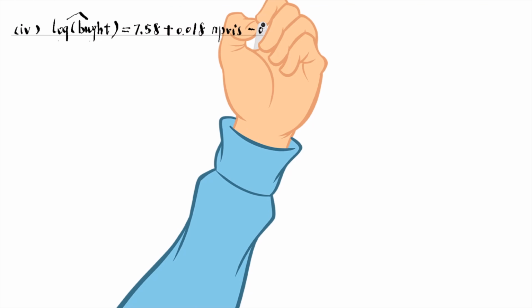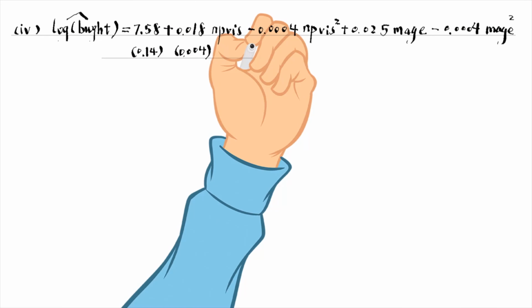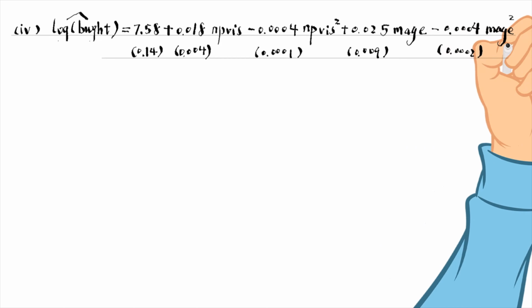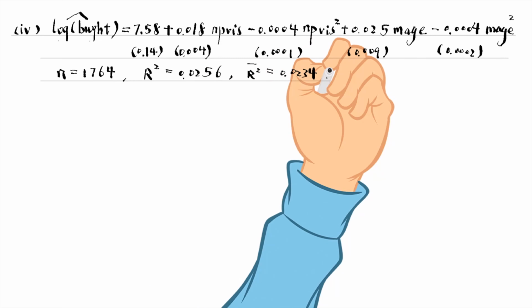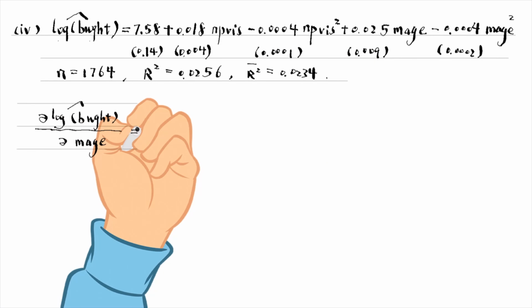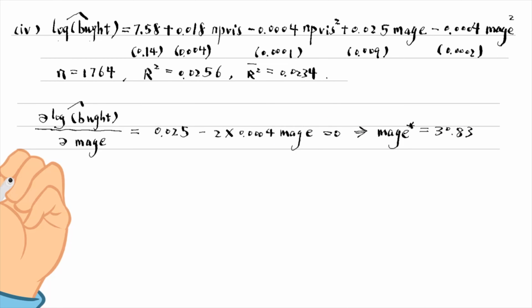We add the mother's age and its quadratic term to the model. The age that maximizes birth weight is 30.83 years. Out of the 1,764 women used in the regression, 720 women are older than 30. The answer is no to the fifth question.